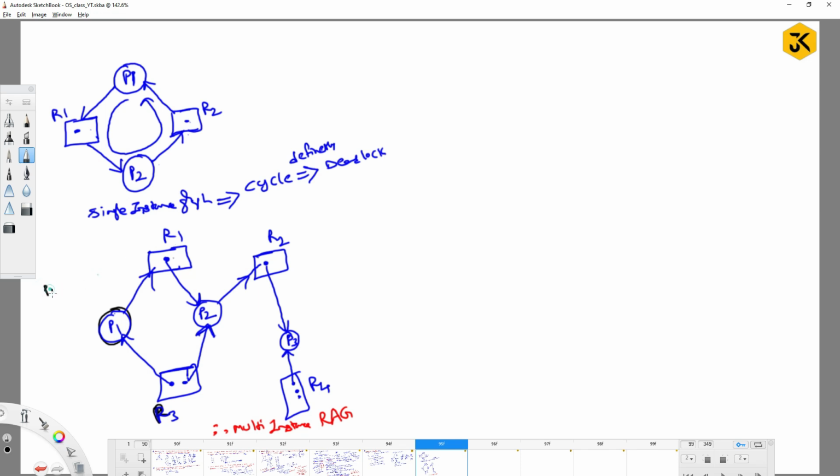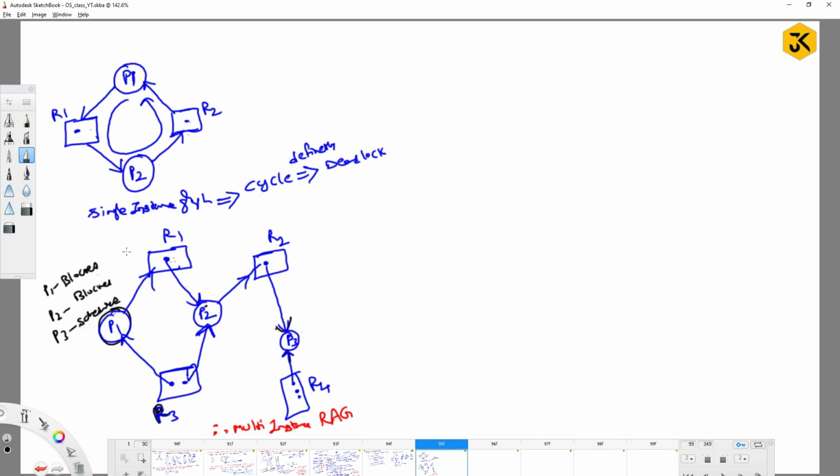So P1 is blocked. What about P2? Is P2 blocked or not? Yes. P2 is using the resource R1 and waiting for R2. That's why it is also blocked, right? So P2 is using resource R1 as well as R3 and waiting for R2. What about P3? Is it scheduled? Yes. P3 has got all the resources. That's why it will be scheduled.